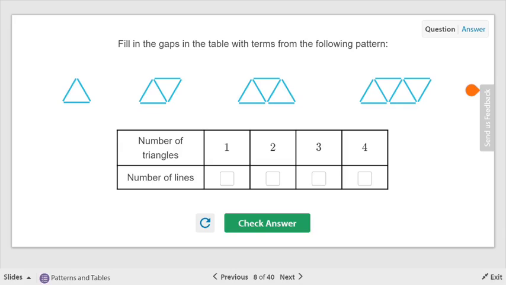But what if it had asked you for the number of triangles in the first figure? You would say one triangle, but how many lines? 3 lines. So be very careful. They bounce back and forth when they're asking you these questions. So, how many lines in the first one? 3. There are 3 lines making up that first triangle.